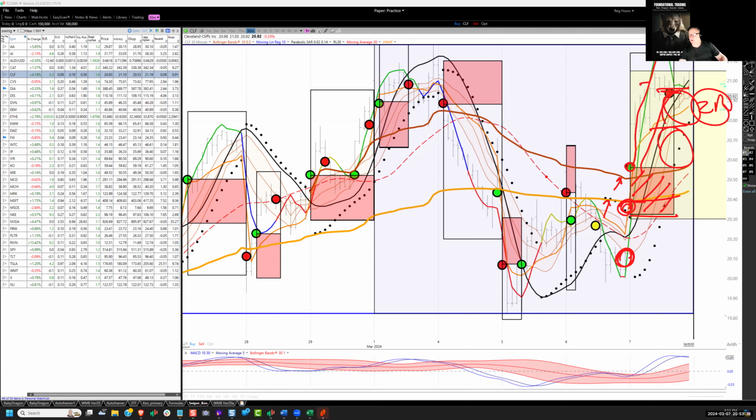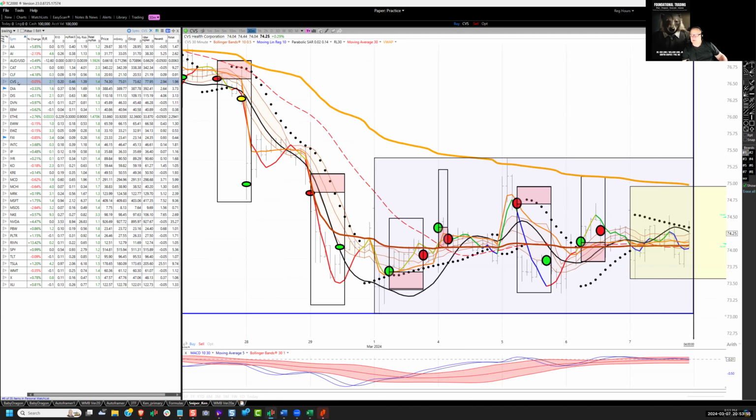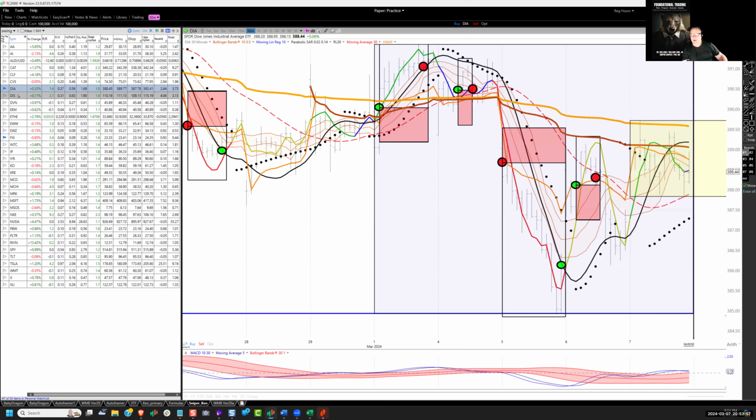This held support right where you would expect it to hold support. So that's really, when it doesn't break out any further and starts rolling back, that's kind of an indication that it's probably done. Don't try too hard. CVS, no trade. Diamonds, no trade, too choppy.